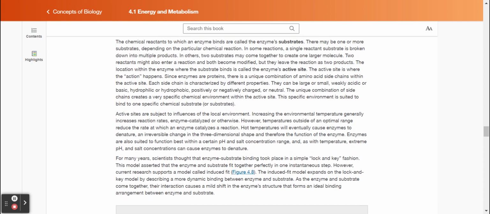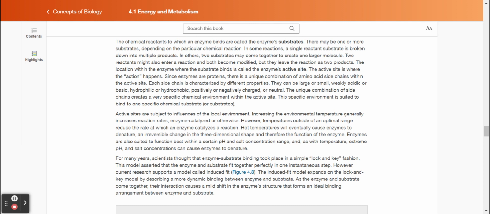The chemical reactants to which an enzyme binds are called the enzyme's substrates. There may be one or more substrates depending on the particular chemical reaction. In some reactions, a single reaction substrate is broken down into multiple products. In others, two substrates may come together to create one larger molecule.